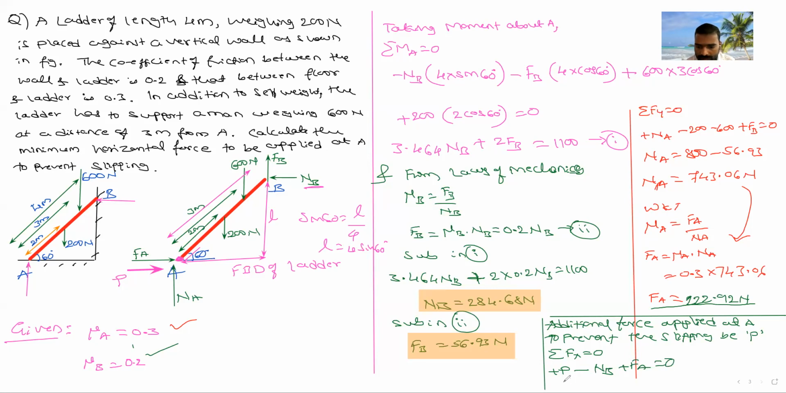So P is equal to, substitute the value of NB and substitute the value of FA. You know FA, you know NB. So substitute, and you will get the value of P is equal to 61.76 Newton. So this is the final value of P. Okay, 61.76. Is it okay, everyone? Yes, sir. Any doubt?